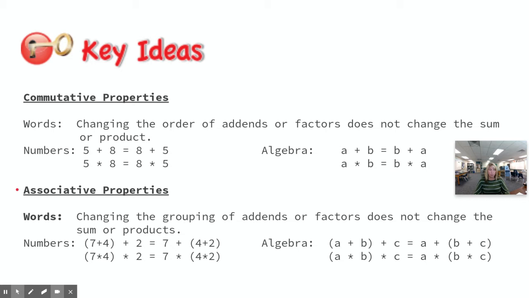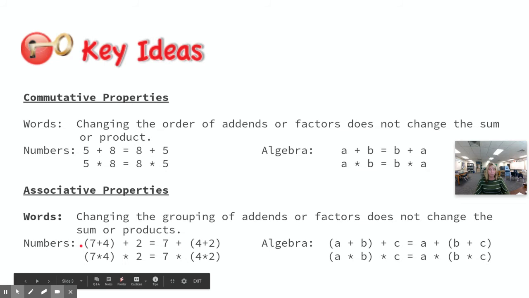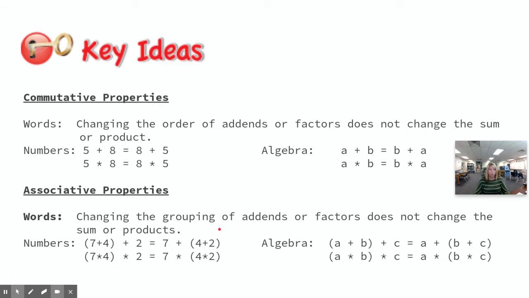With the associative property, in words, changing the grouping of addends or factors does not change the sum or the product. Let's look at what that means. Parentheses 7 plus 4 plus 2 equals 7 plus parenthesis 4 plus 2. Or parentheses 7 times 4 in parenthesis times 2 is equal to 7 times parenthesis 4 times 2 in parenthesis.